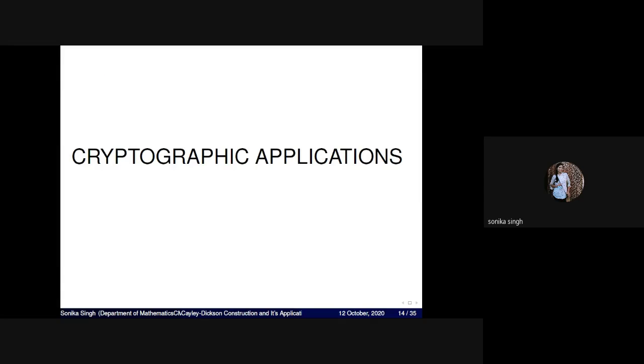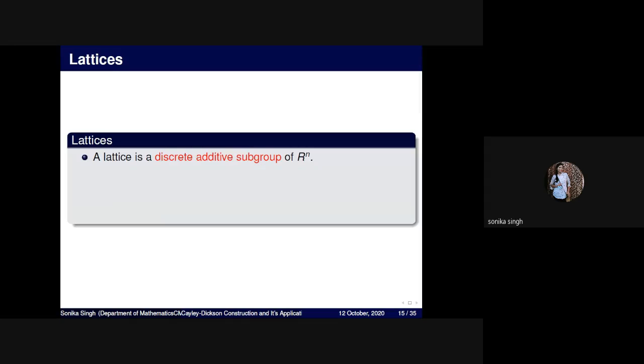So let's come to the cryptographic applications of the Cayley-Dickson constructions, or algebras produced by Cayley-Dickson constructions. For cryptographic applications, we need some basics of what type of things we are using. First of all, we should know about the lattice. Our cryptographic construction will contain lattices and their hard problems, on which our cryptographic constructions are based.